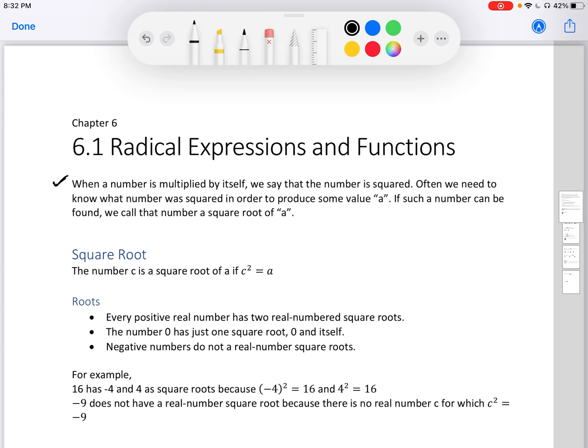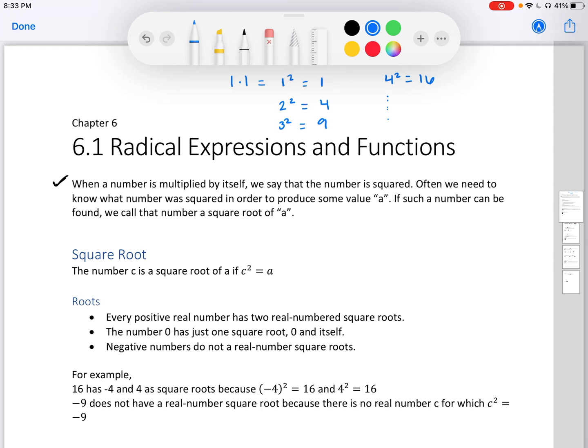So let's make a quick list. We know some squares already. Take numbers like 1 times 1. If it's being multiplied by itself twice, we can write it as 1 squared, right? 1 squared is 1. 2 squared, 2 times 2, we get 4. 3 squared, 3 times 3, we get 9. 4 squared, 4 times 4, we get 16, and so on.